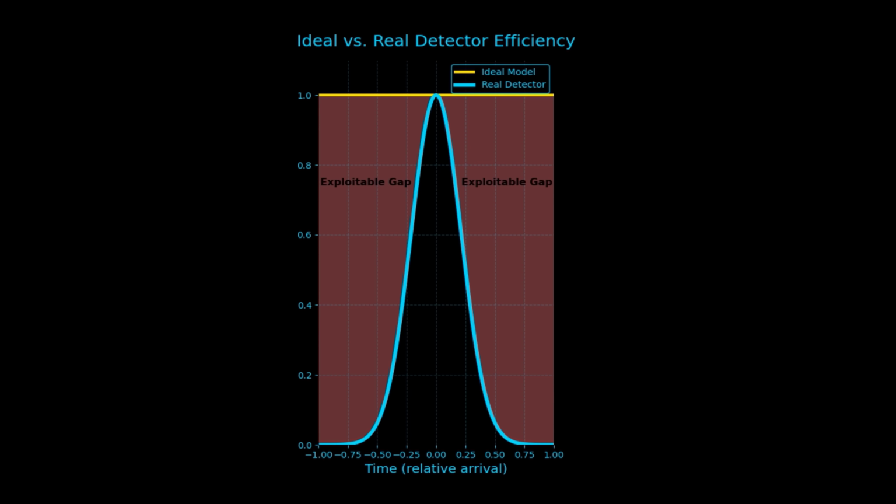This shaded area represents what we call the exploitable gap. The term refers to the fact that security proofs built on the idealized model implicitly assume the detector always responds uniformly to all photons arriving within the gate. However, in real systems, photons arriving on the tails of the efficiency curve experience a significantly reduced probability of detection. This means that an adversary who can precisely control or manipulate the photon arrival time can steer detection events into regions where the detector behaves differently than the model assumes.